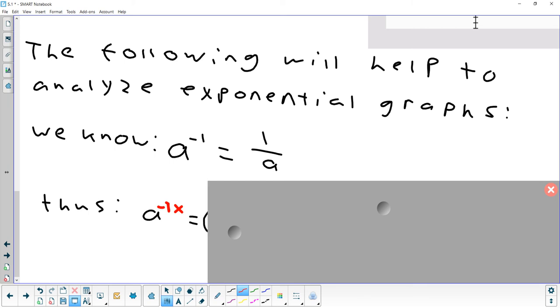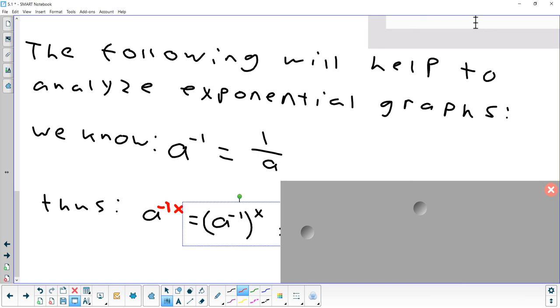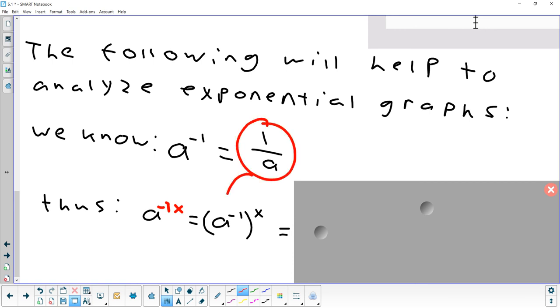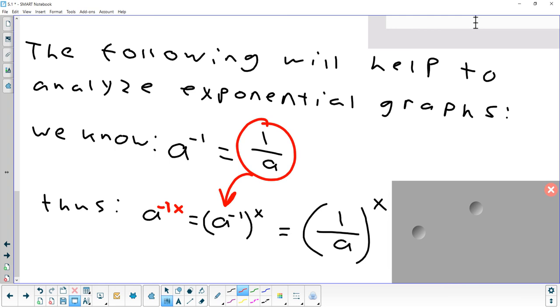So this could have come from something like that. This is a to the negative 1 to the x. That's a power to a power. You would multiply them together and get negative x. Now, we just said a to the negative 1 is 1 over a. So substitute that in, and you get that. So what this gives you is a way to convert something with a negative exponent into something with a positive exponent. And what it does is it changes the base. Basically, the base flips.